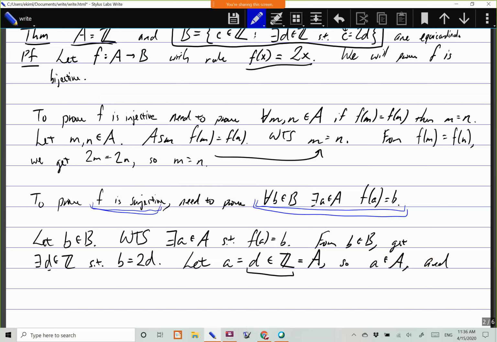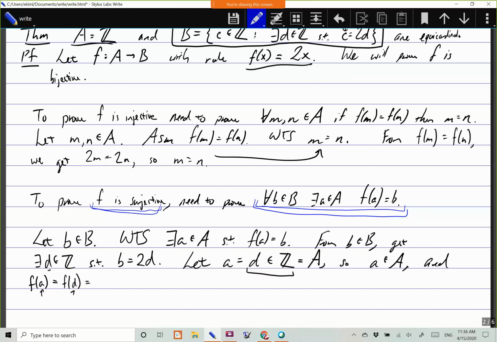And so to prove f of a equals b, I'm just going to start with the left side, f of a. So f of a is f of d, right? After all, little a is little d. Little a is little d. These are just the same. That's how we define little a.